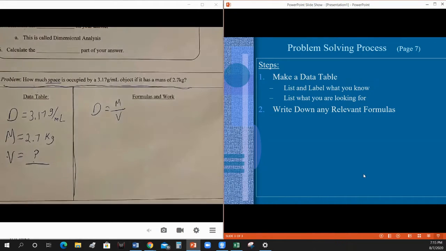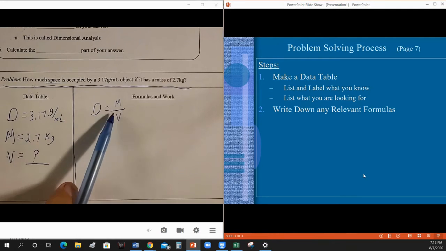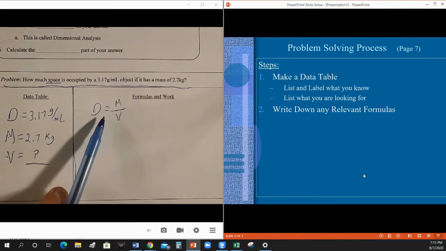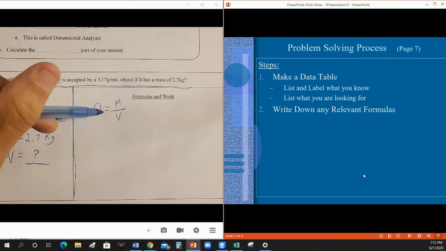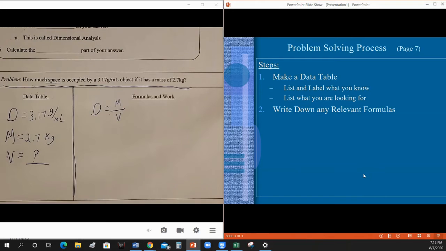And by now we should know that density is equal to the mass divided by the volume. So I'm going to write that formula down. Notice there's no numbers in it. I wrote it down first. Okay. I've got the same variables as I have on my data table. So a lot of times it's really obvious what formula you need to use.